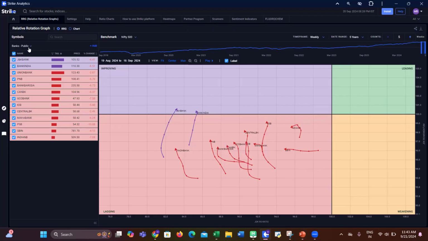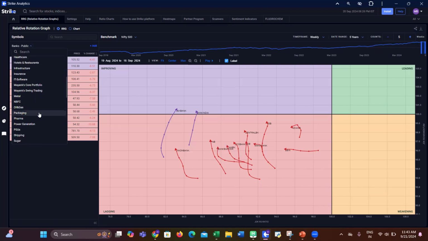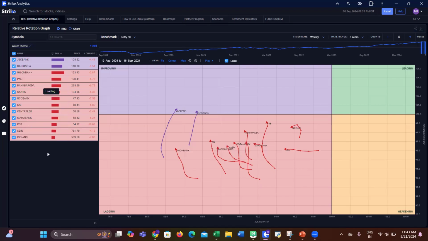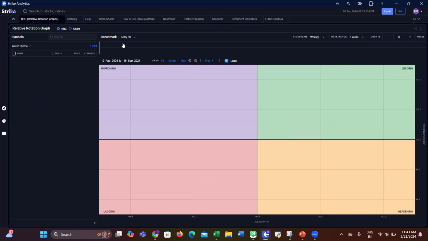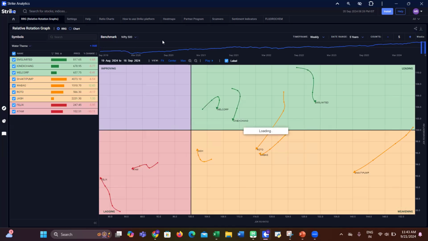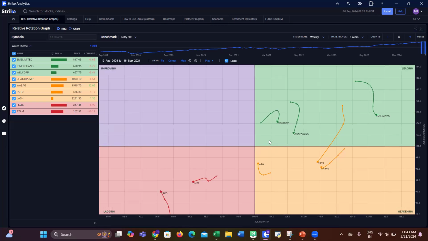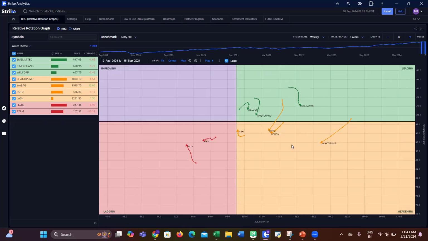Very interesting. Let's look at that. So let's go to the water theme. All right, let's set the benchmark as Nifty 500 and look at the current status of some of the stocks. All right, EMS Limited. There is a reduction in the RS momentum and it is headed towards weakening, but still it is in leading. What does that mean? That means that it has a good RS ratio and RS momentum more than 100, right?